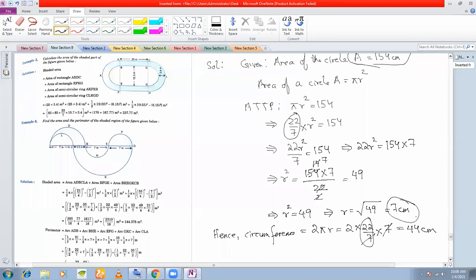Okay, very, very important problem, this one. If the area of a circle is given, how to find out the circumference. You can be given the other way around also. Circumference can be given, and you have to find out the area. In that case, you say 2 pi r is equal to the given circumference, find out the radius. Once you find the radius, from that you can find out the area of a circle.